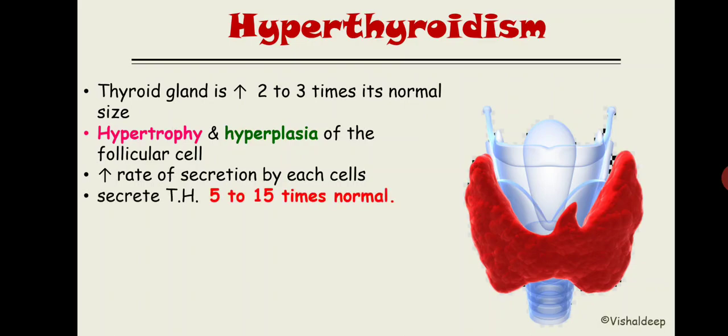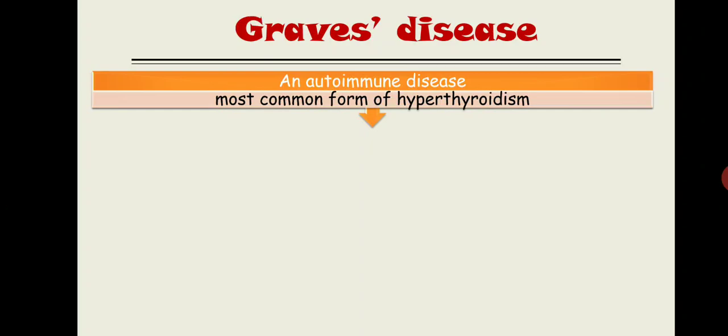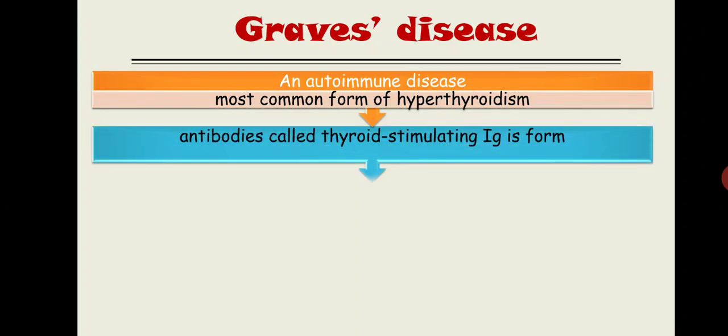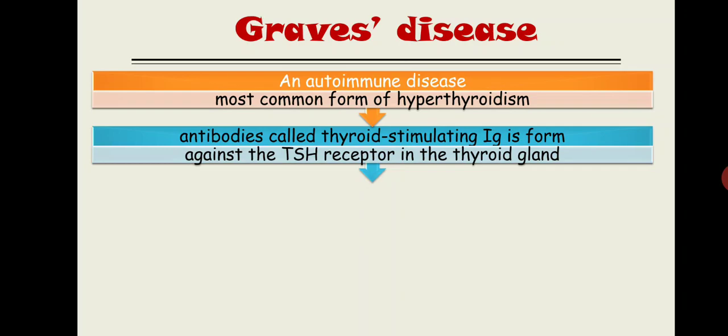Now let's discuss Graves' disease. Now what happens in Graves' disease? As I told you earlier, it is an autoimmune disease and the most common form of hyperthyroidism. So what happens in this autoimmune disease? There is a production of antibodies called thyroid stimulating immunoglobulins. These thyroid stimulating immunoglobulins will be formed against the TSH receptor, the thyroid stimulating receptor, that is present on the thyroid gland. Now what will happen?